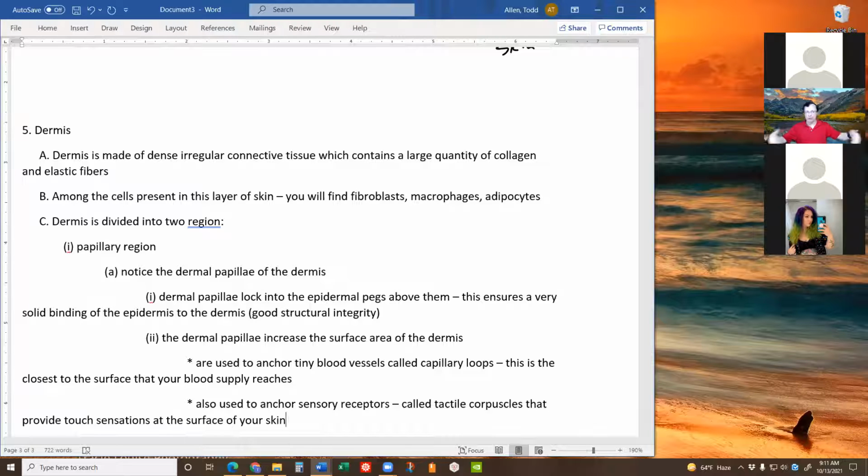Any questions about the papillary region of the dermis? The big deal about the papillary region is the appreciation of the dermal papillae and how they're used to store blood vessels and sensory receptors.